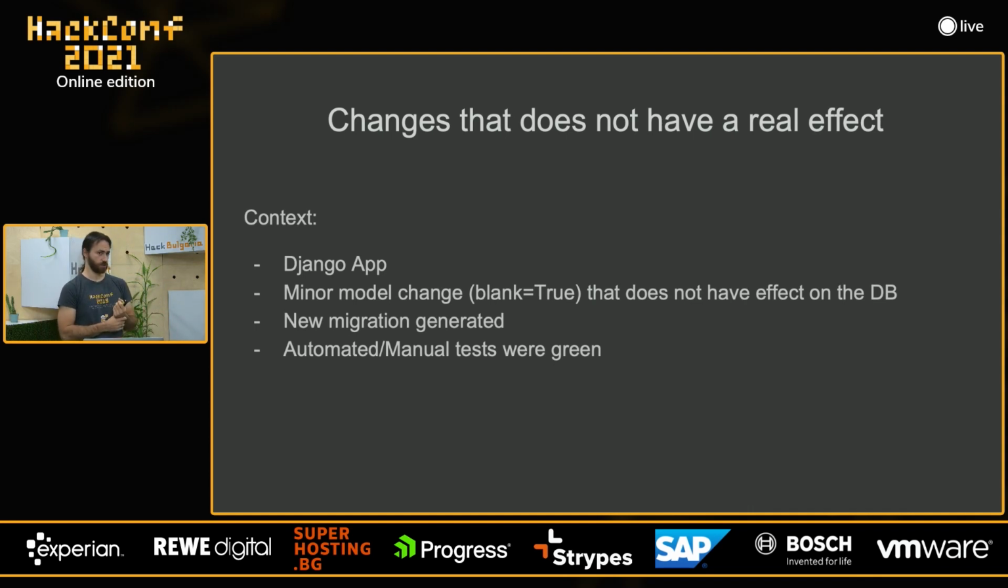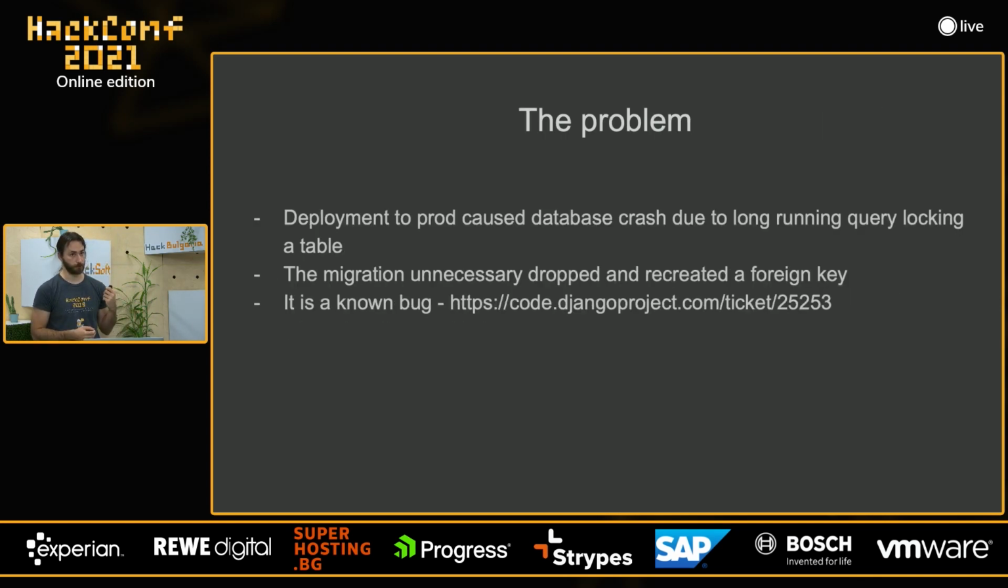And a new migration was generated, which was a bit weird. But when we looked at the migration code, we saw that the only change happening is the addition of this blank true. Django also generates such changes when you change the options or help text of those models. So that shouldn't be a problem. All the automated tests were green. We deployed that to test. Everything was fine. So we said, okay, maybe we can deploy to production.